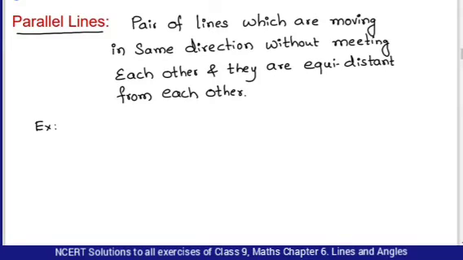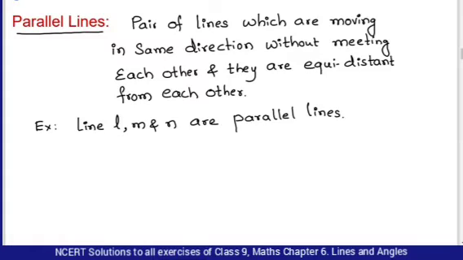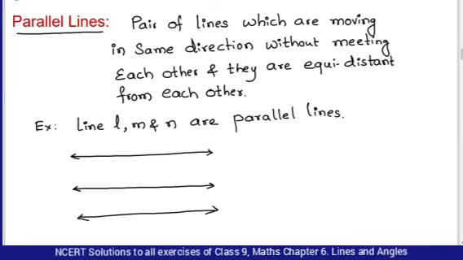Example, line L, line M and line N are the parallel lines. I am going to draw these lines here. So this is line L, M and N. All these are parallel to each other. L is parallel to M, M is parallel to N.